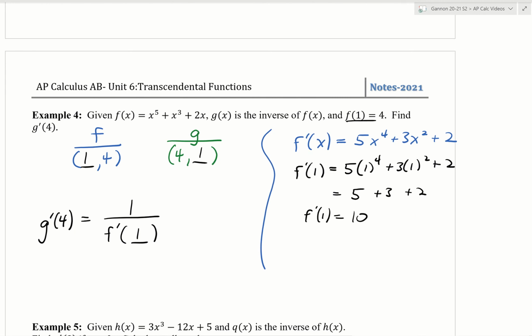F prime of 1 is 10. We can come right back over here and substitute and get our answer of 1/10.